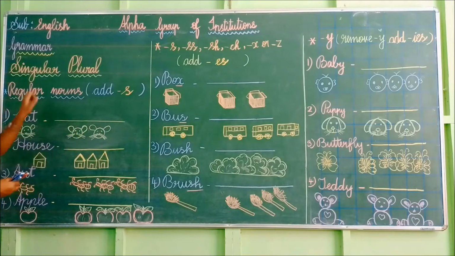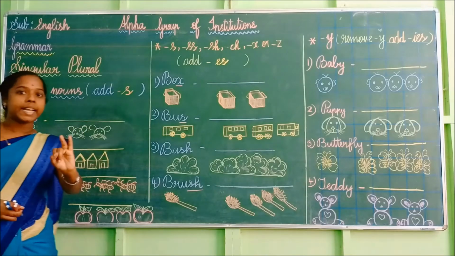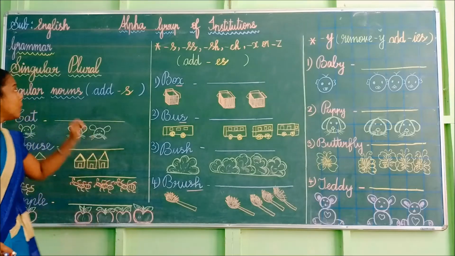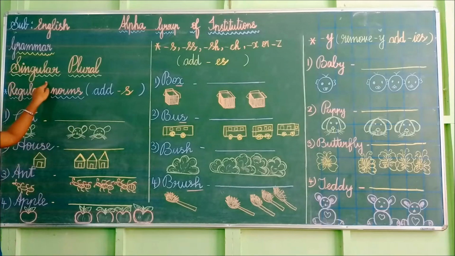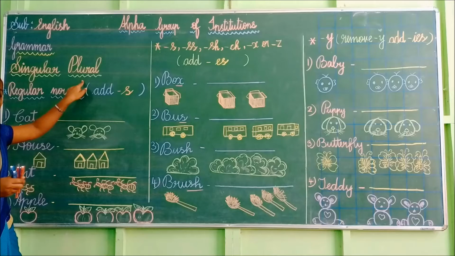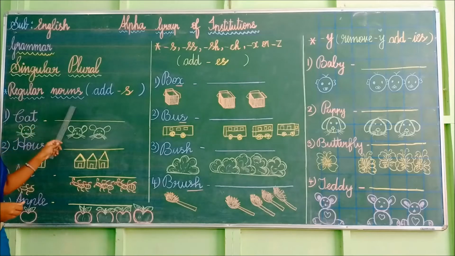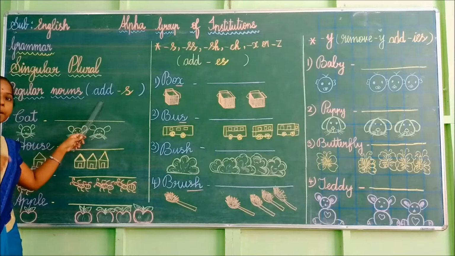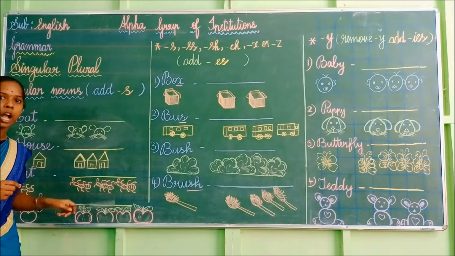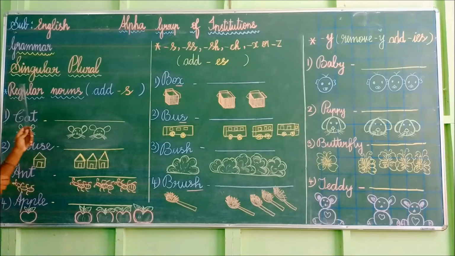So singular names a person, place, thing or an animal. Singular means only one thing. Plural means more than one. First, let us see regular nouns. If the singular noun is a regular noun, you have to simply add s to the singular noun to make the singular noun into plural.